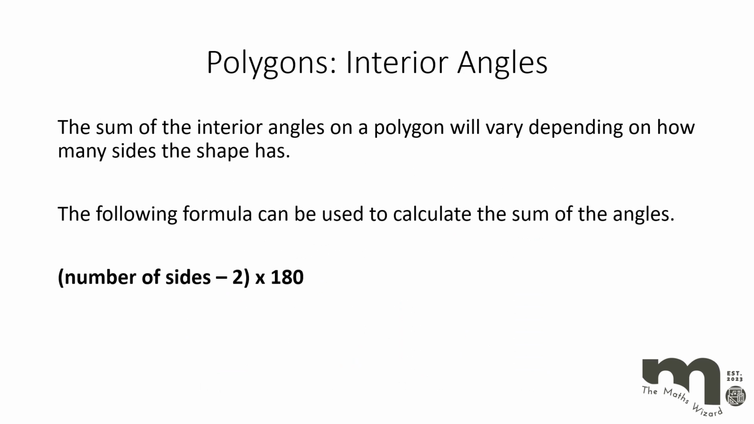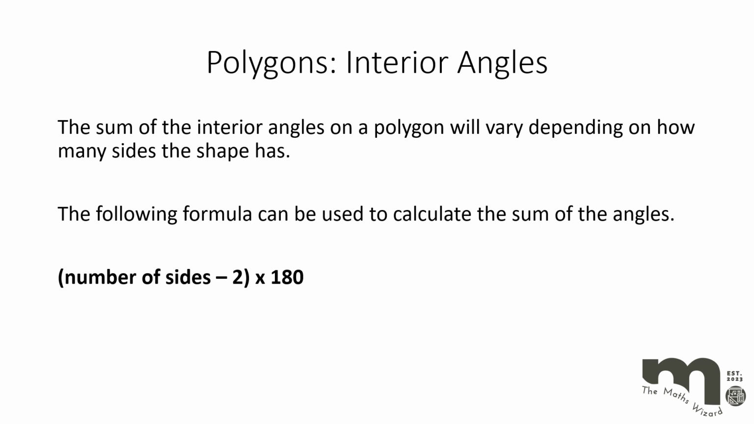Okay, so now the sum of the interior angles varies depending on how many sides a shape has. When you're dealing with exterior angles, that's a bit more straightforward because, as you might have seen in the other video that I've done on this, exterior angles always add up to 360, but it's a little bit more complicated when you're dealing with interior angles. But there is a formula that can help you with this. If you take the number of sides and subtract 2, then times it by 180, that will tell you what all of the angles inside the polygon will add up to.